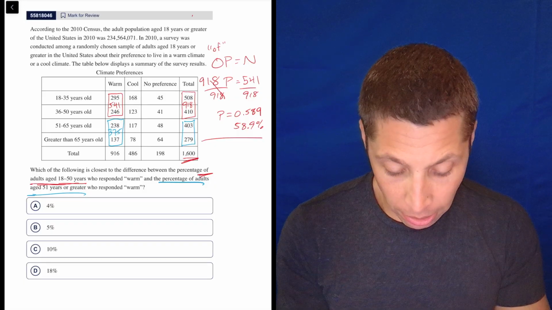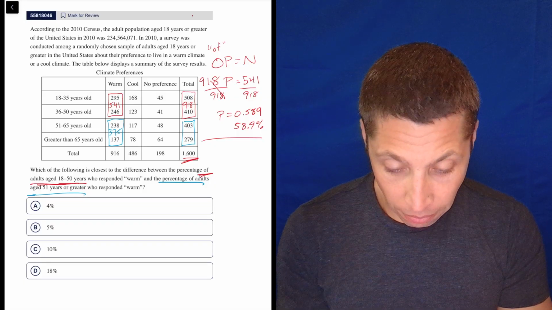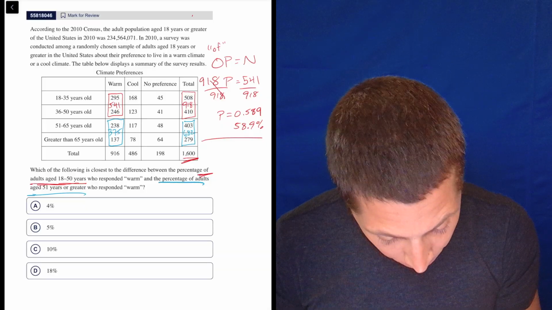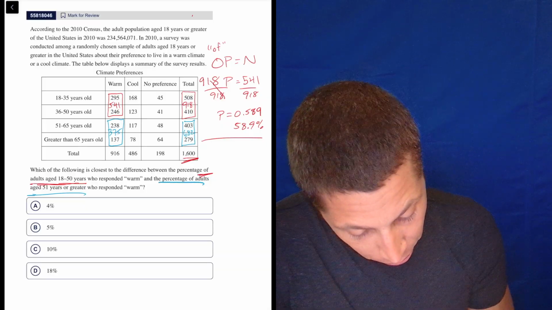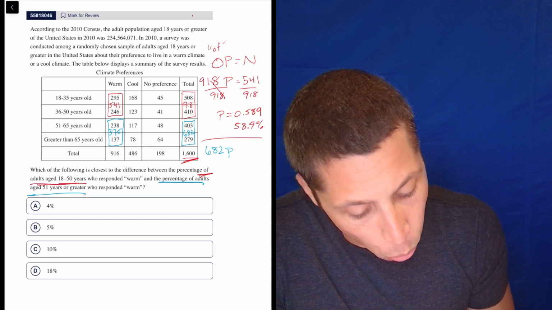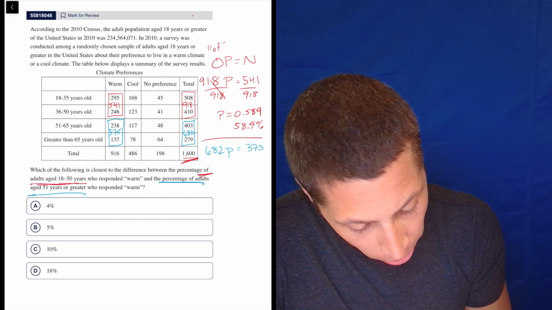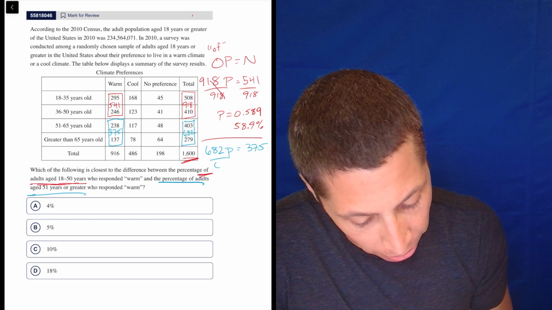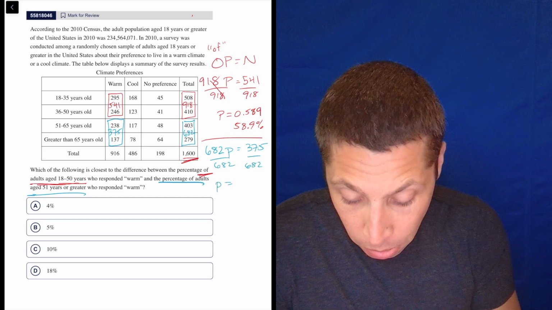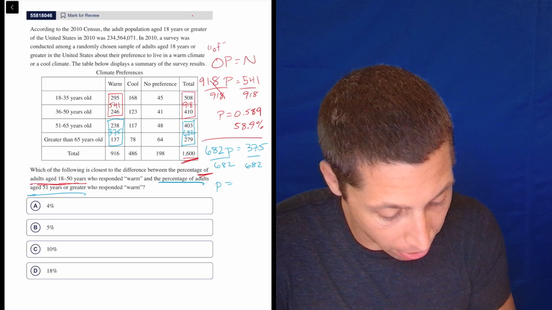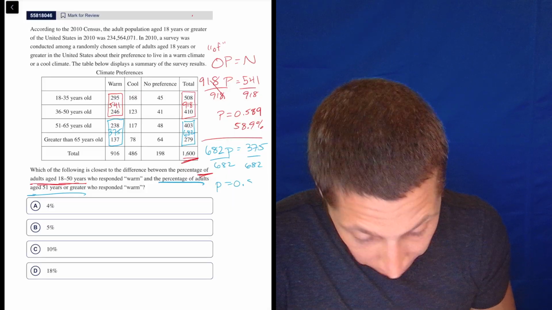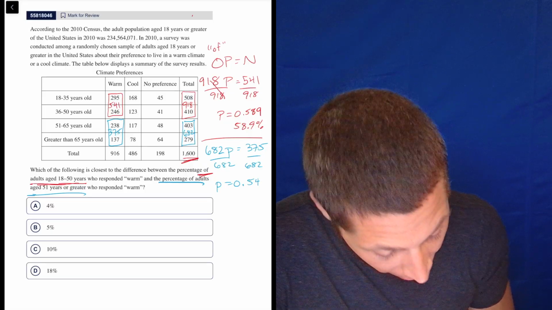So 403 plus 279 is 682. So again, just use that open formula. So we have out of 682 of those adults, what percent said warm? That's the 375. So again, we're dividing, we're getting P is equal to 375 divided by 682 is 0.5499.